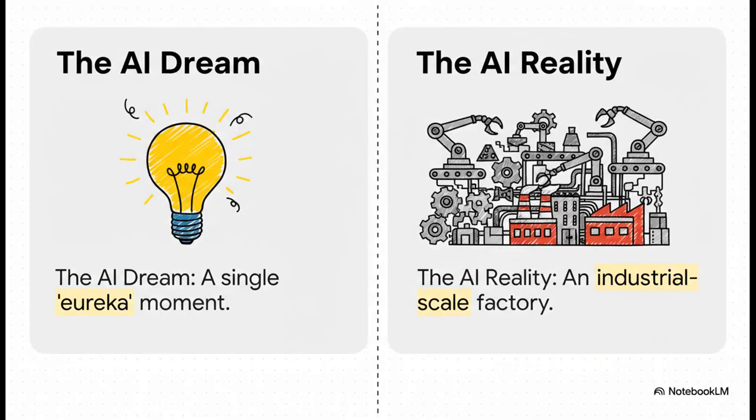We had this romantic idea of AI development, right? We picture some genius data scientist in a lab having this one big eureka moment. But the reality? Oh, it's so much more, well, industrial. Building and running AI at scale isn't about one single moment of brilliance. It's about building an entire factory. It's an assembly line for models that has to run like clockwork, day in and day out.